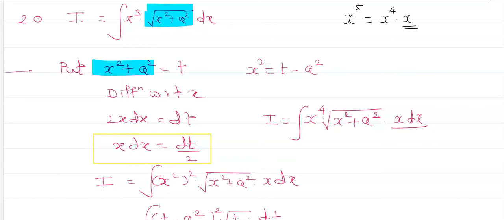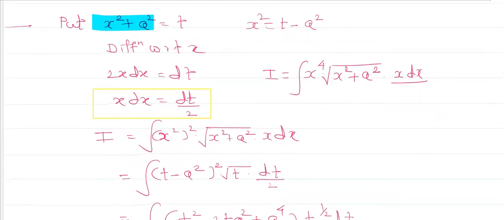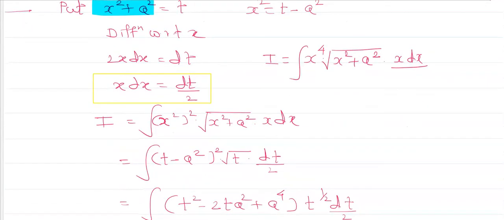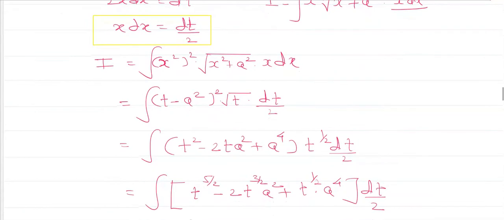x raised to 4 can be written as x square raised to 2, bracket raised to 2. Therefore, the value of x square we have found out is t minus a square. Here (t minus a square) bracket square. This came as root t. x into dx here came as dt upon 2. Now we will simplify this. (t minus a square) bracket square. Now this is expanded.